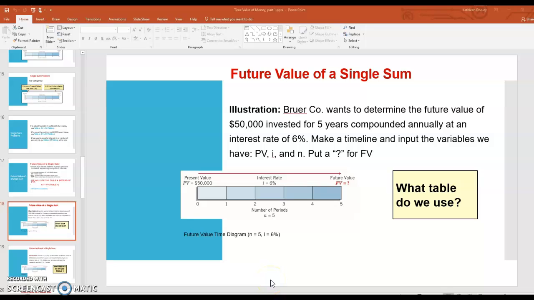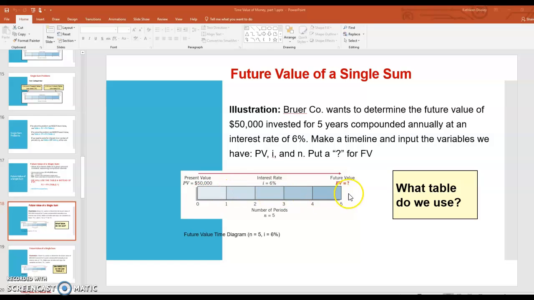Here we're going to take a look at calculating some time value of money single sum problems. We have an example here. Brewer Company wants to determine the future value of $50,000 invested for 5 years compounded annually at an interest rate of 6%. So our first step is that we need to make a timeline.